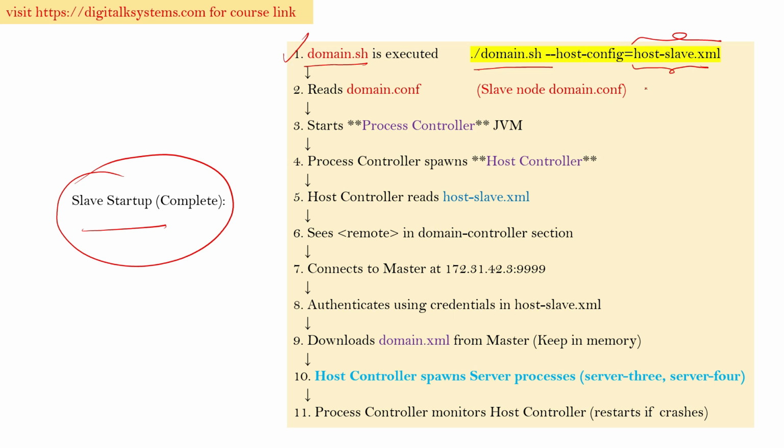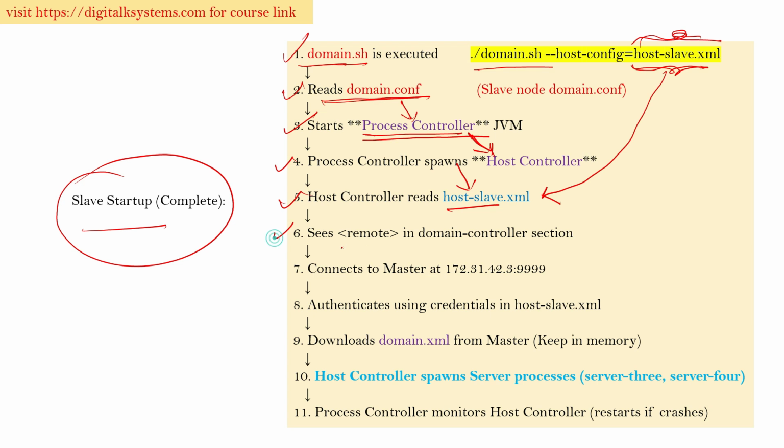By default, it comes with something like host-secondary.xml, or it may be some file with different domain conventions. In our case, we have renamed that file to host-slave.xml. Again, when you execute this, it is going to read the domain.conf file. In your slave node as well, we have a process controller and host controllers, right? So again, it reads and starts the process controller first. When the process controller is started, it starts your host controller. And when you start the host controller, it reads the same host-slave.xml file, right?